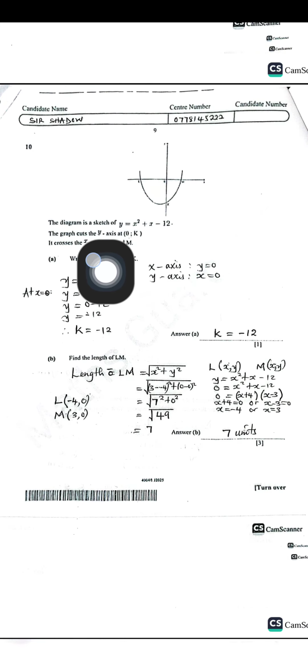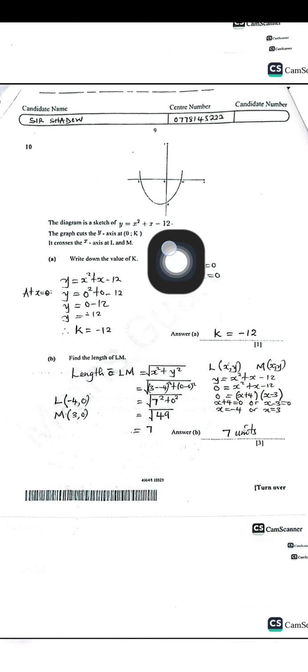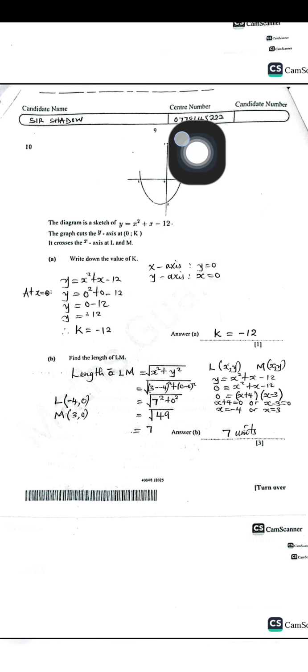Question number 10. You're given that the diagram is a sketch of the graph y equals x squared plus x minus 12. This one is a sketch of the function's graph.